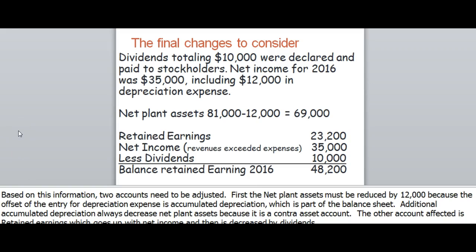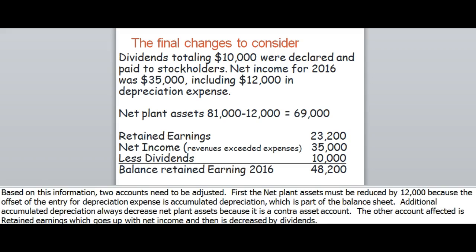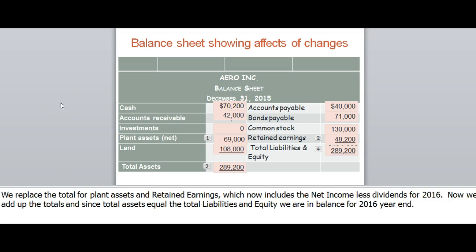Based on this information, two accounts must be adjusted. First, the net plant assets must be reduced by $12,000 because the offset of the entry for the depreciation expense is accumulated depreciation, which is part of the balance sheet. Additional accumulated depreciation always decreases net plant assets because it is a contra asset account. The other account affected is retained earnings, which goes up with net income, then is decreased by the dividends. We replace the plant assets and retained earnings, which now include net income less dividends for 2016.